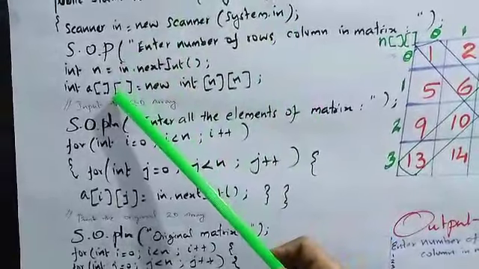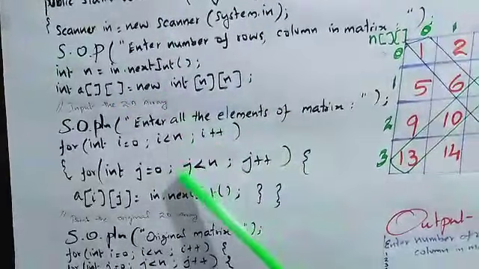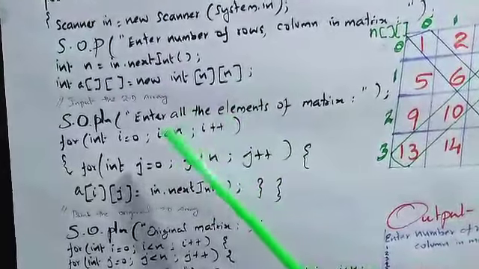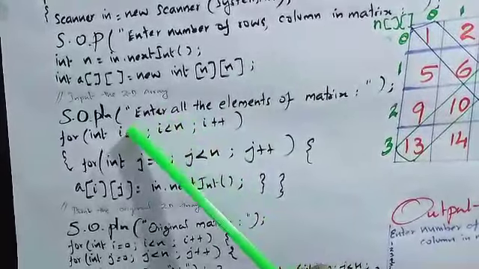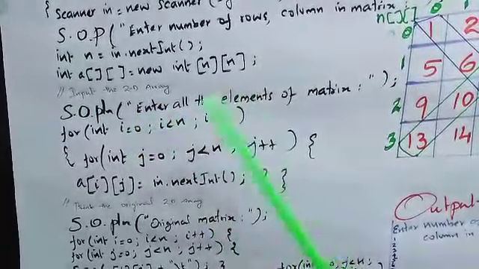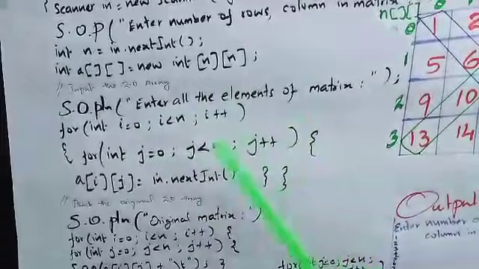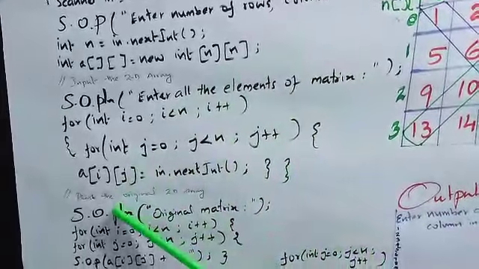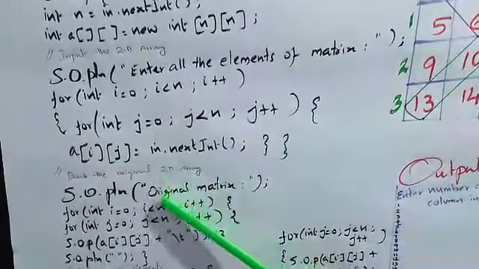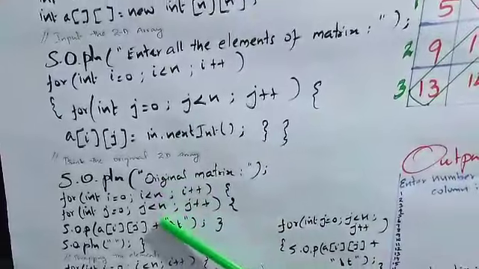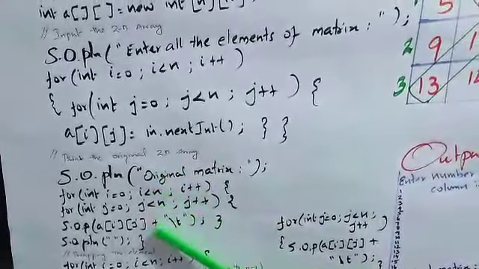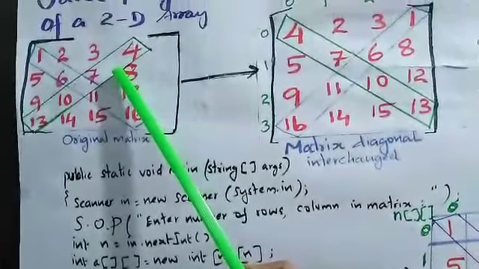Now we are inputting the 2D array. For inputting the 2D array, we have to use nested loops. Which loops? i and j. i for row and j for column. Now you have to print. After that you have to print the original matrix. This part is for printing the original matrix. So your original matrix is this. You have to print it this way.